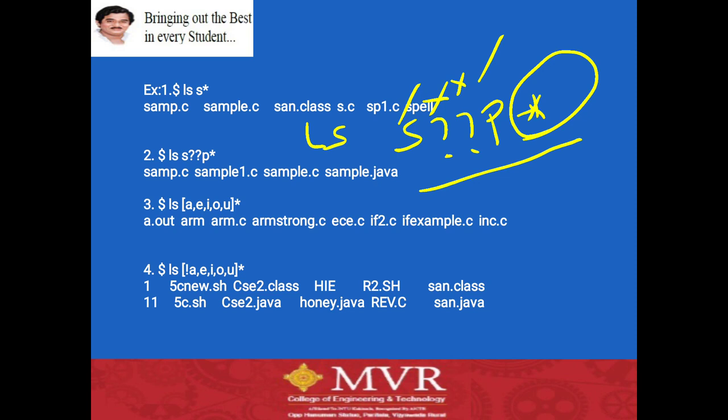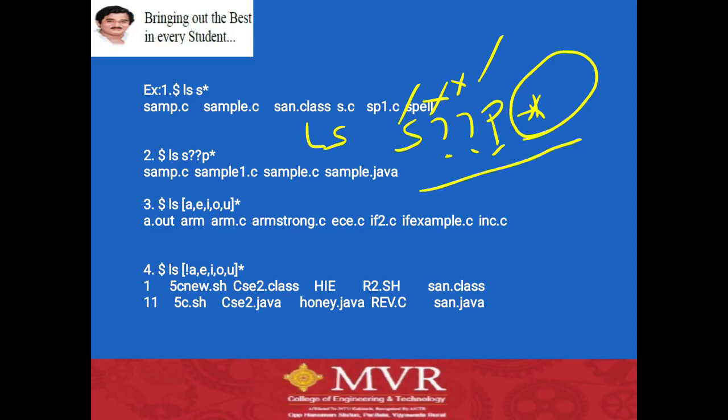We have specified s question mark question mark p star. So s means the starting letter must be s, then the second character is a question mark. Question mark matches any single character, so it may be anything but a single character only. Then the third place again we have specified question mark, that means any single character, it may be anything but only one character. And the fourth character is p, that means the fourth character must be p, otherwise it won't display.